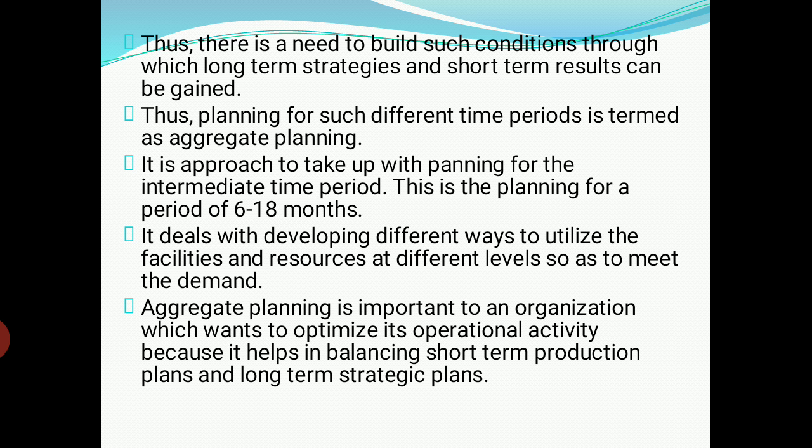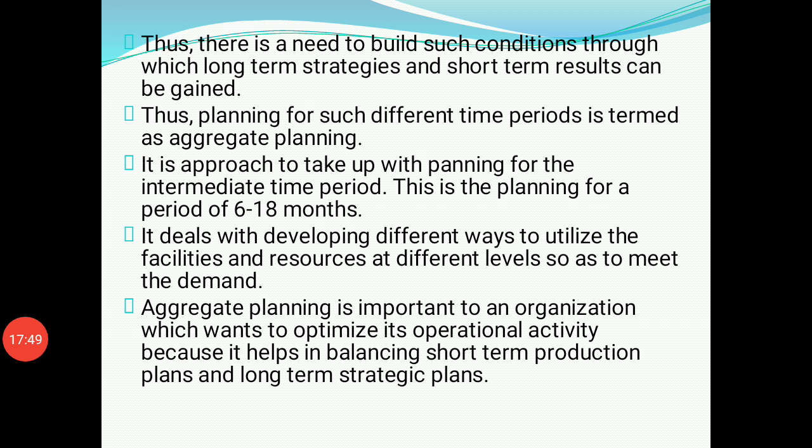That pre-planning that we do related to this intermediate time period of 6 to 18 months, neither is it too short, nor too long, right? And that is why this planning period is known as the intermediate time period, and it is more or less concerned with aggregate planning. Thus, aggregate planning is important to an organization which wants to optimize, meaning maximize, its operational activity, because it helps in balancing short-term production plans and long-term strategic plans.